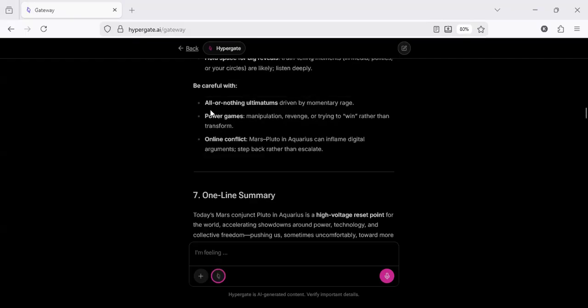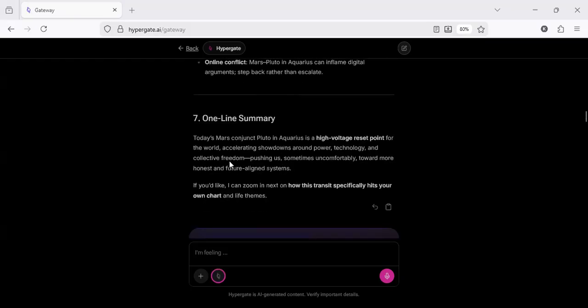This is good. Be careful with all-or-nothing ultimatums driven by momentary rage, right? We're seeing this. It's crazy how polarized it's getting. Power games, manipulation, revenge, or trying to win rather than transform. I'm not going to get into it. Anyway, online conflict: Mars, Pluto, and Aquarius can inflame digital arguments. Step back rather than escalate.